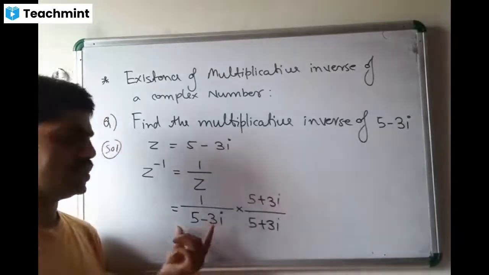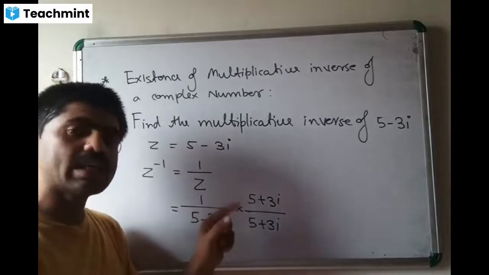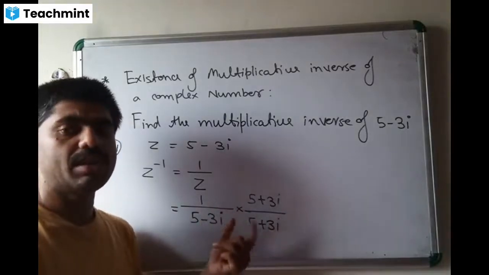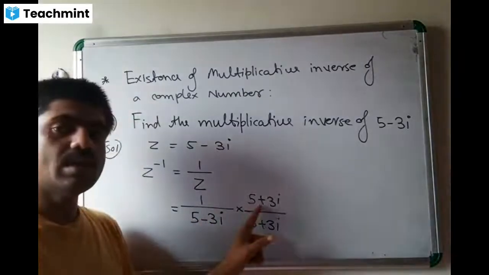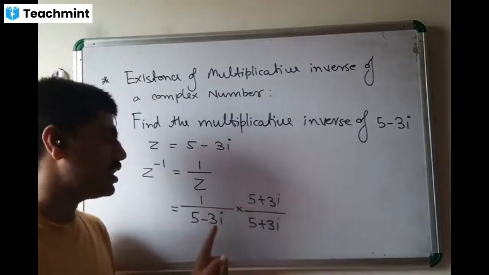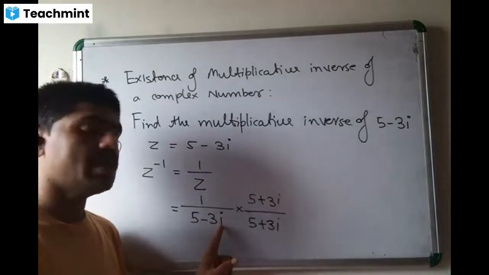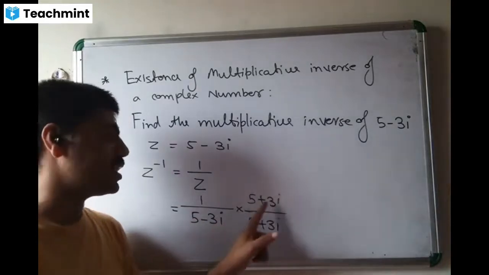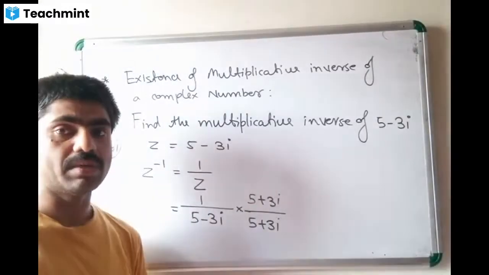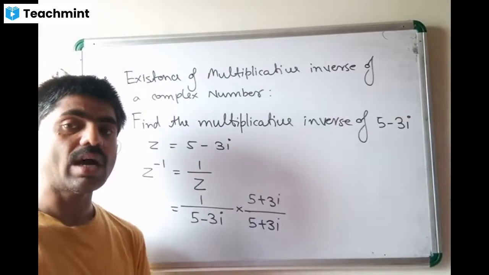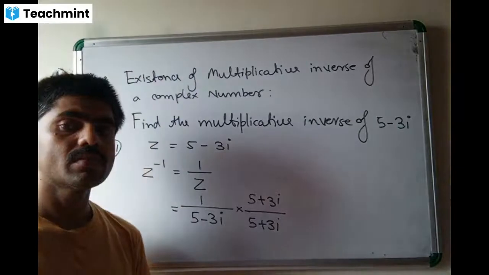Now here, see, this 5 minus 3i, and you will multiply by its conjugate. The conjugate of a complex number means this minus becomes a plus, and plus becomes a minus, only by changing the sign of the imaginary part. This i becomes minus i. So that is how to get the conjugate of the complex number. Are you getting my point? Yes, sir.